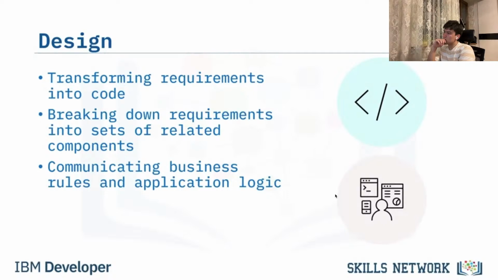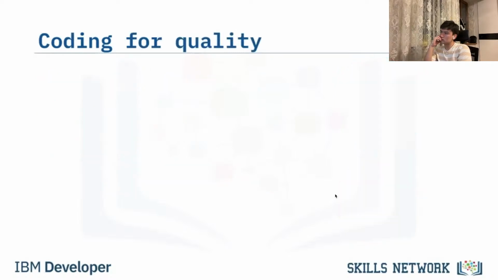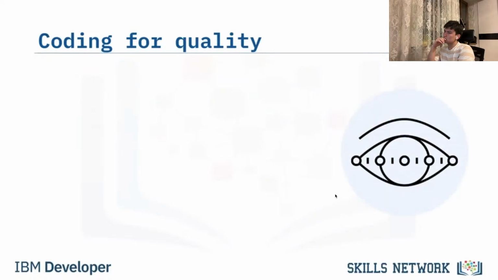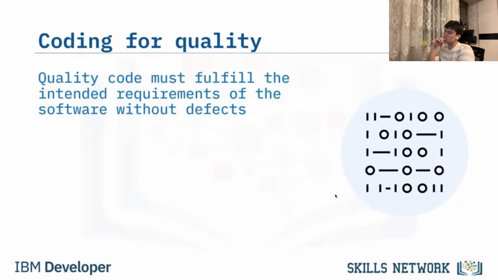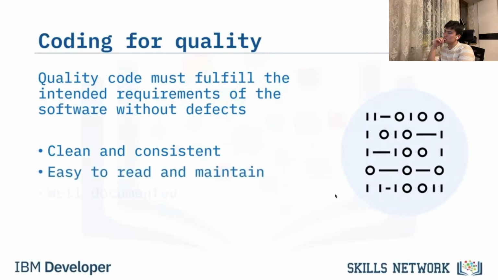Application Programming Interface Design, which is how apps talk to each other or communicate with the database, user interfaces, and database design. Code quality refers to the characteristics of the code, including attributes such as maintainability, readability, testability, and security. Quality code must fulfill the intended requirements of the software without defects. Additionally, it should be clean and consistent, easy to read and maintain, well documented, and efficient.